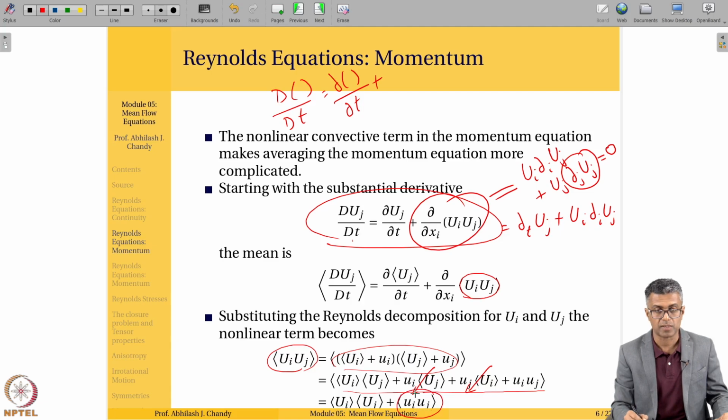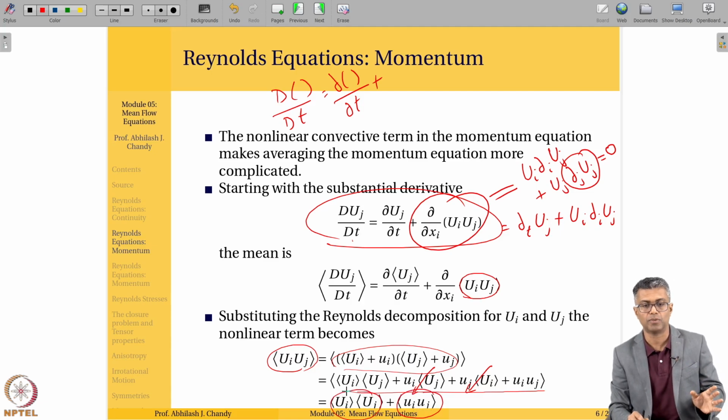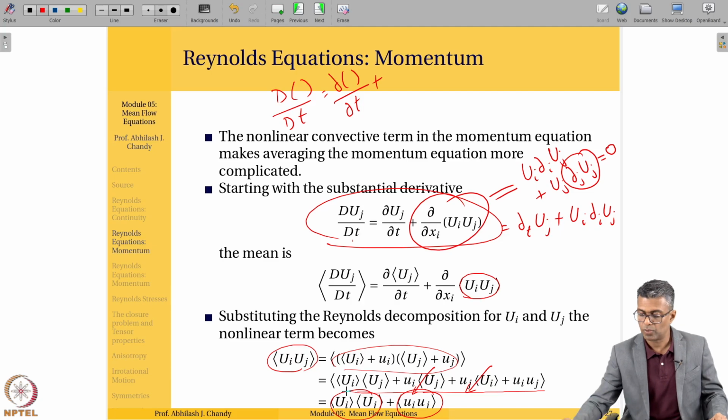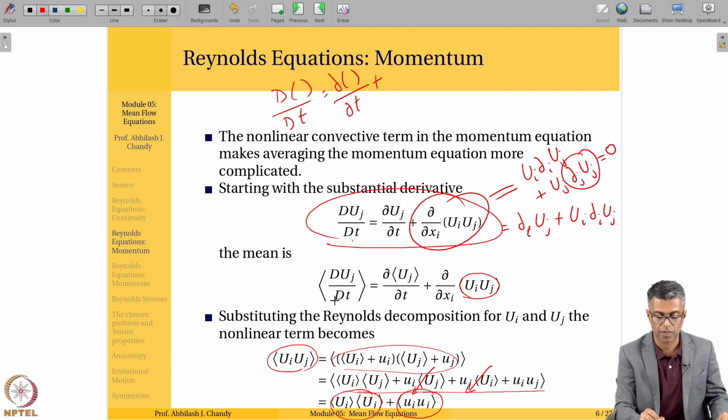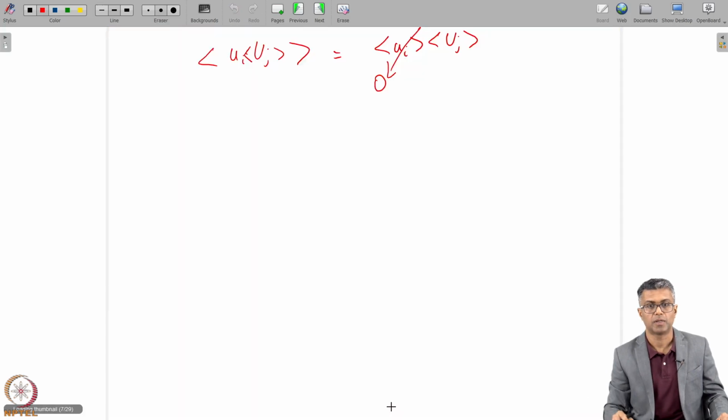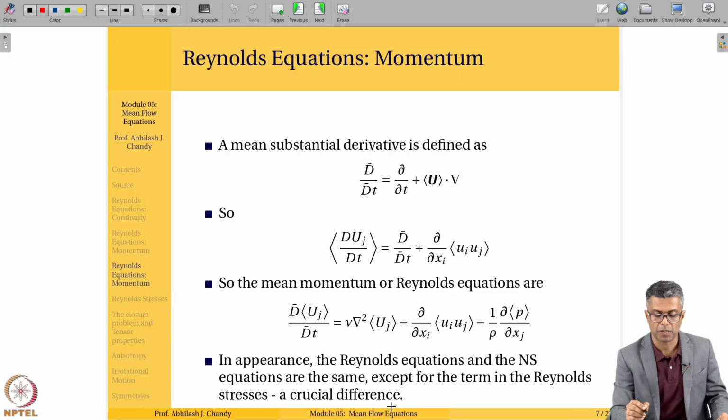This is the Reynolds stress. This is the product of the two means, and the fluctuating components, ui uj. So that is what you end up substituting in the mean of the substantial derivative. duj dt is del t of uj and del xi of these two components that you end up substituting here.